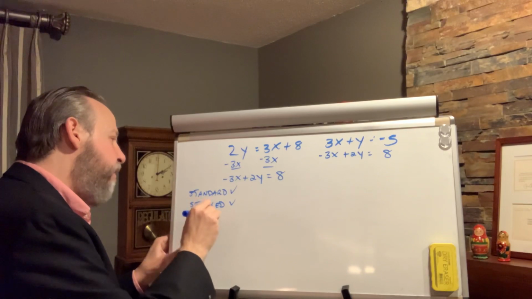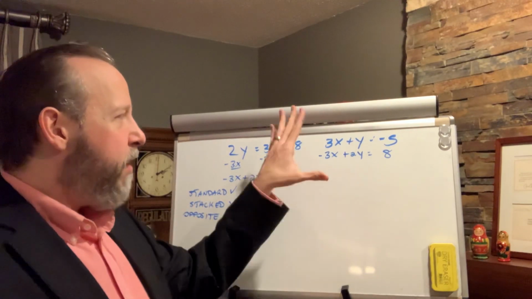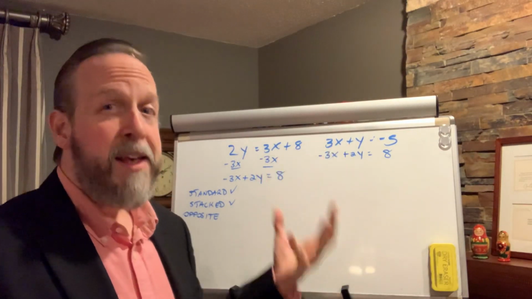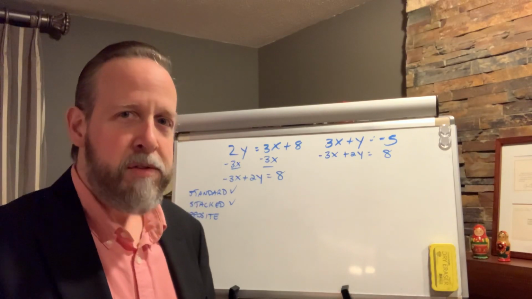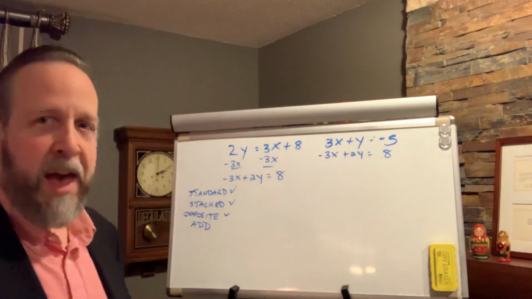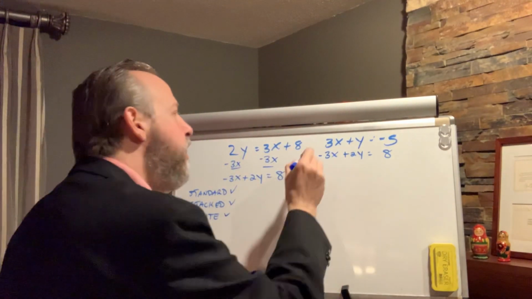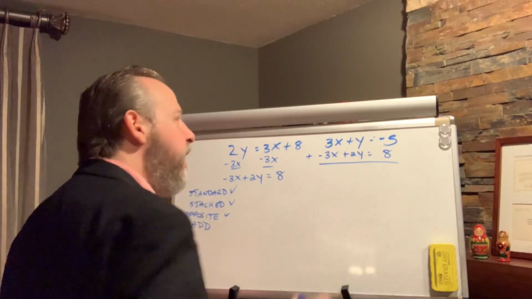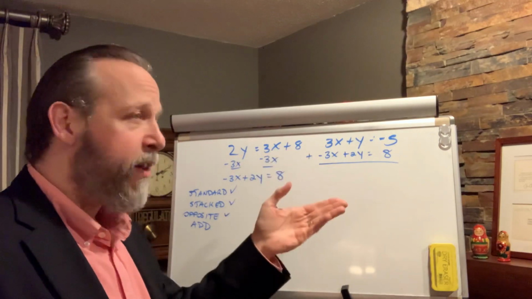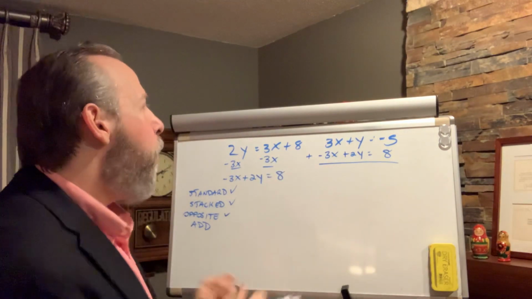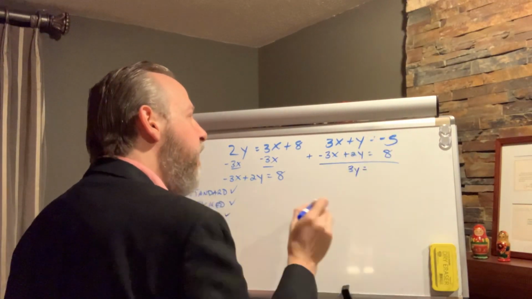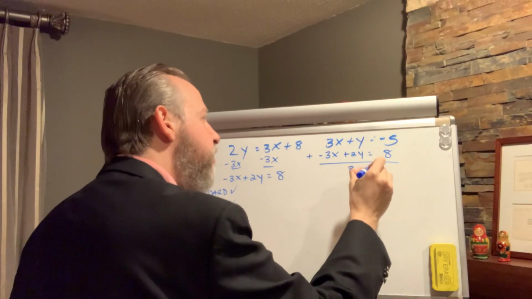Do we have an opposite variable pair? Well, are the x's or the y's opposites of each other? I'm looking at it now and I see a positive 3x and a negative 3x. Those are opposites, so we're good. All right. Next step, we add. Add vertically now that they're stacked. So I'm going to put a plus sign and an equals line. Now, the x's are opposites, which means they're going to cancel. 3x plus negative 3x, that's nothing. y plus 2y is 3y, and negative 5 plus 8 is positive 3.